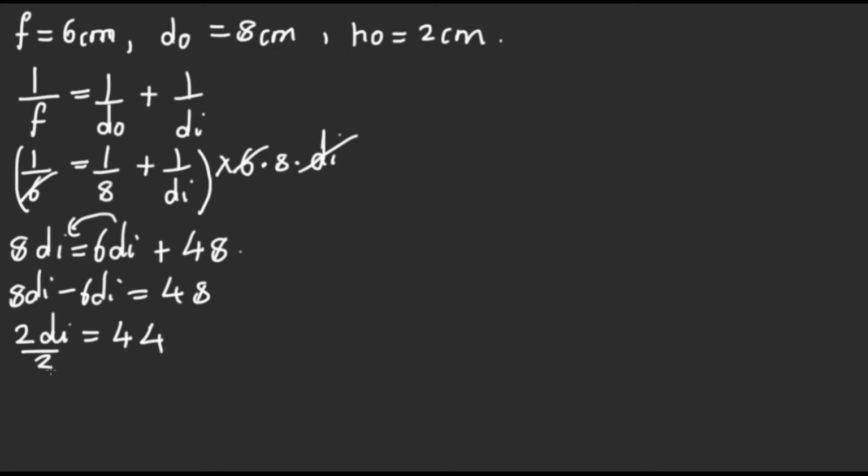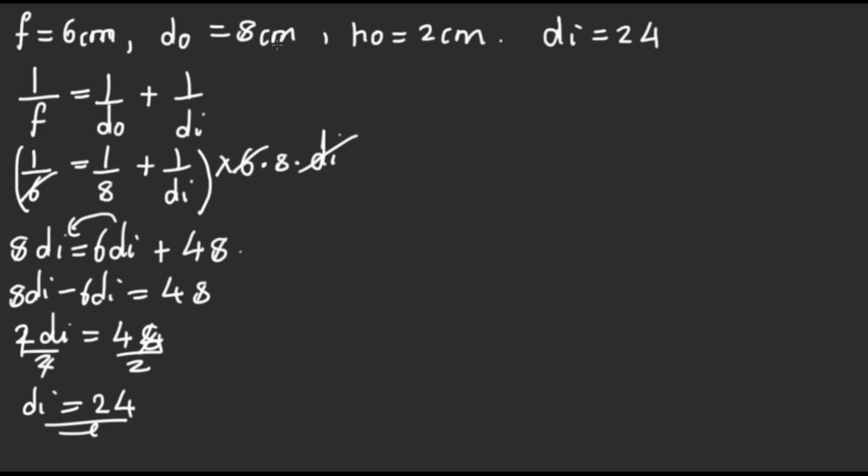If you divide by 2, then our di is just 24. So which means that if the distance of an object is 8 centimeters and the focal length is 6 centimeters, then the distance of an image is 24.